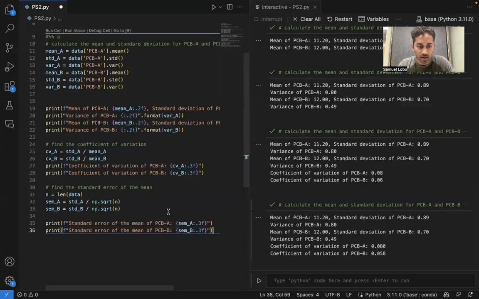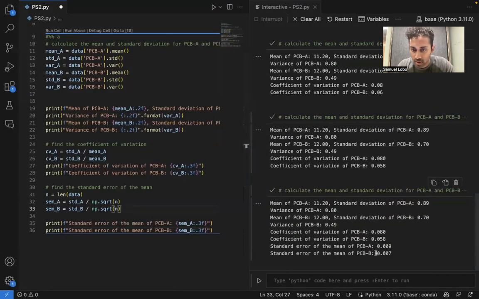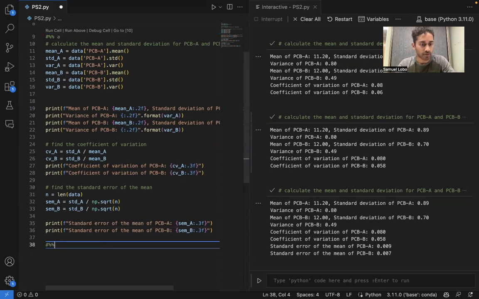So it looks like it filled this out for me. Let's test it out. Okay, yeah, I got a really, really tiny standard error of the mean. So that's 0.009 parts per million. Just tiny. That's like 9 parts per billion. Okay, I think that finishes up part A. So let's just start part B.